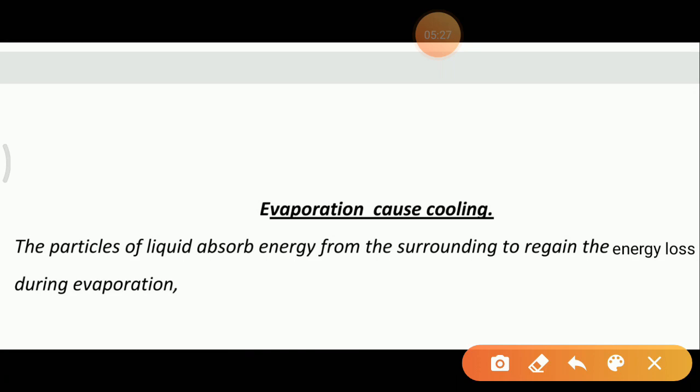In an open vessel, the liquids keep on evaporating. The particles of liquid absorb energy from the surroundings to regain the energy lost during evaporation. This absorption of energy from the surroundings makes the surroundings cold.